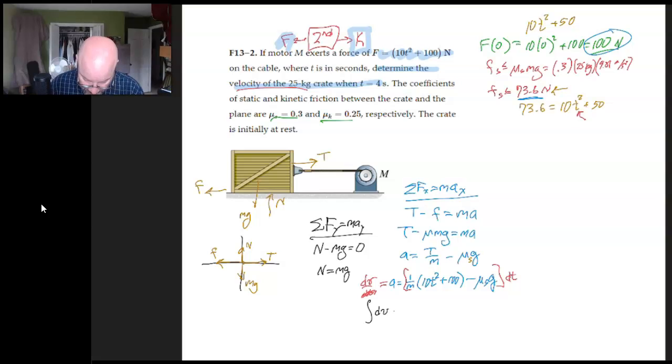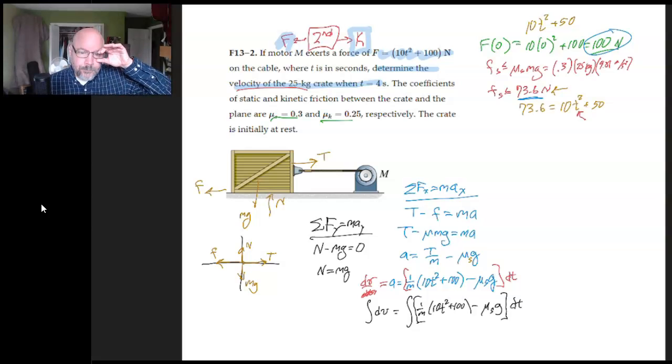dv, and then we're going to integrate. We've got a big term in here, 1 over m times 10t squared plus 100 minus mu sub s g, and all that is with my dt. It's kind of a big term in there. Now we need to talk about limits. When you're looking at the limits on your integration, remember, we want to start with what the boundary conditions are, so from where to where. And they've got to give us something to work with on this.